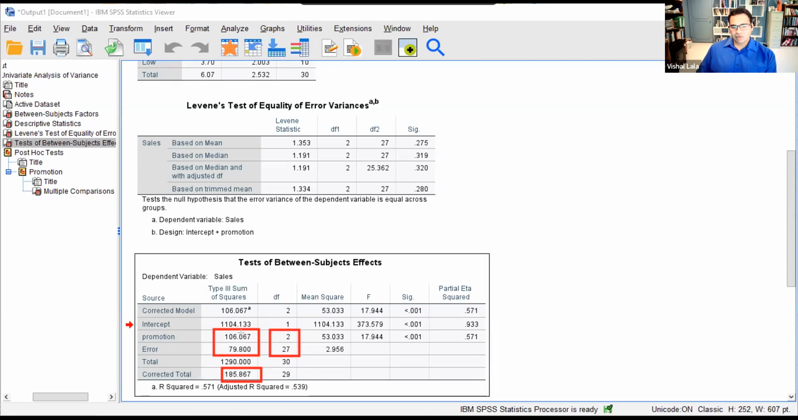The ratio of 106 and 2 gives you 53. Similarly, 79.8 divided by 27 gives us a number of 2.956. Lastly, the ratio of 53 and 2.956 represents your between sum of squares and within sum of squares.